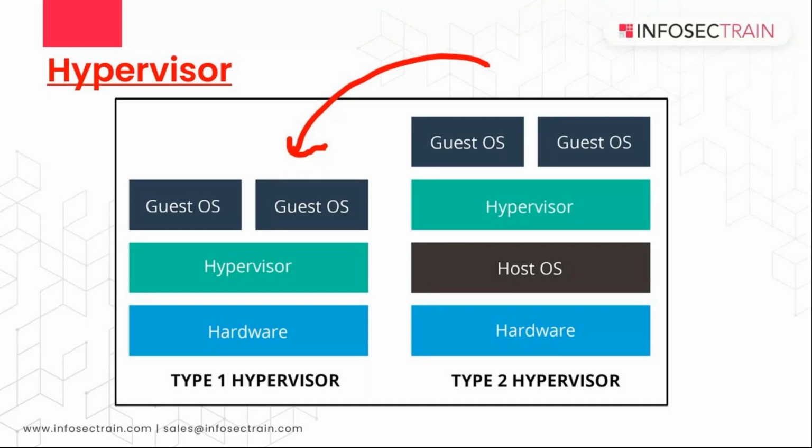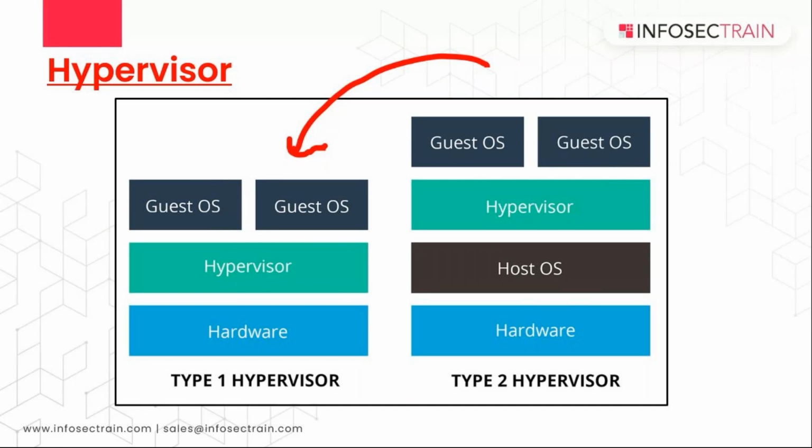Fine. So what we did in the type 1 hypervisor, or bare metal hypervisor, is that we eliminated the operating system. We completely eliminated the operating system, and now we have the hardware. Above the hardware, we have installed the hypervisor, and above it, the VMs are running, which is the same normal architecture. One of the best examples of this type 1 hypervisor is Hyper-V.